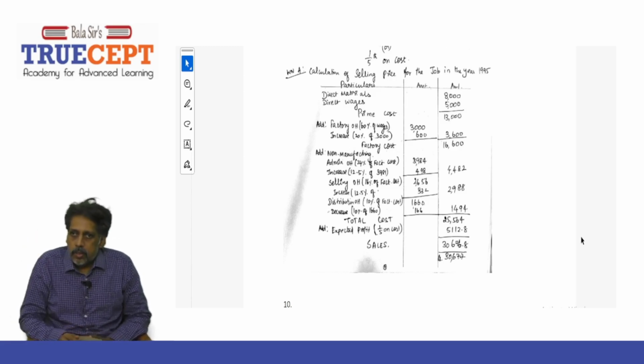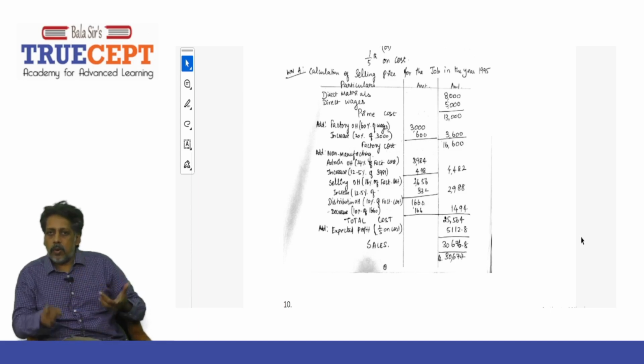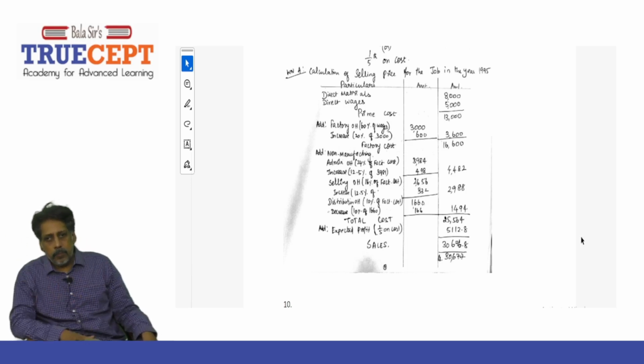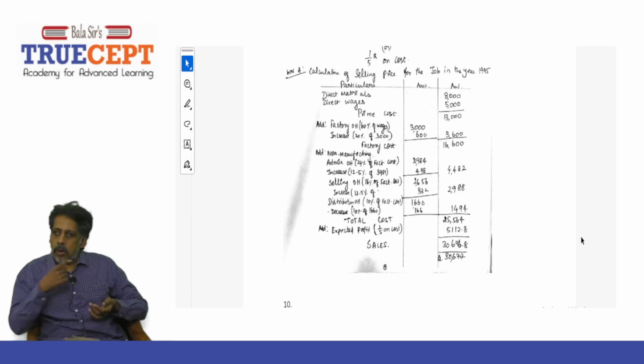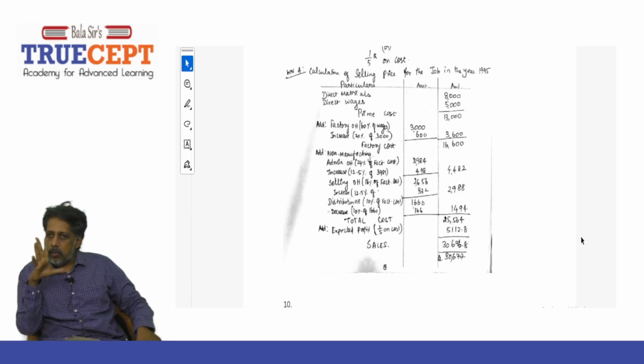So, how much are you going to spend on raw materials? 8,000. Very good. And how much on direct wages or labor? 5,000. Adding both, what is the prime cost? 13,000. Till that it's fine. Now add factory overheads. We know from working note number 2, factory overheads are incurred at the rate of 60% on wages. Now what is the wages for this particular job? 5,000 rupees. On that, what is 60%? 3,000.